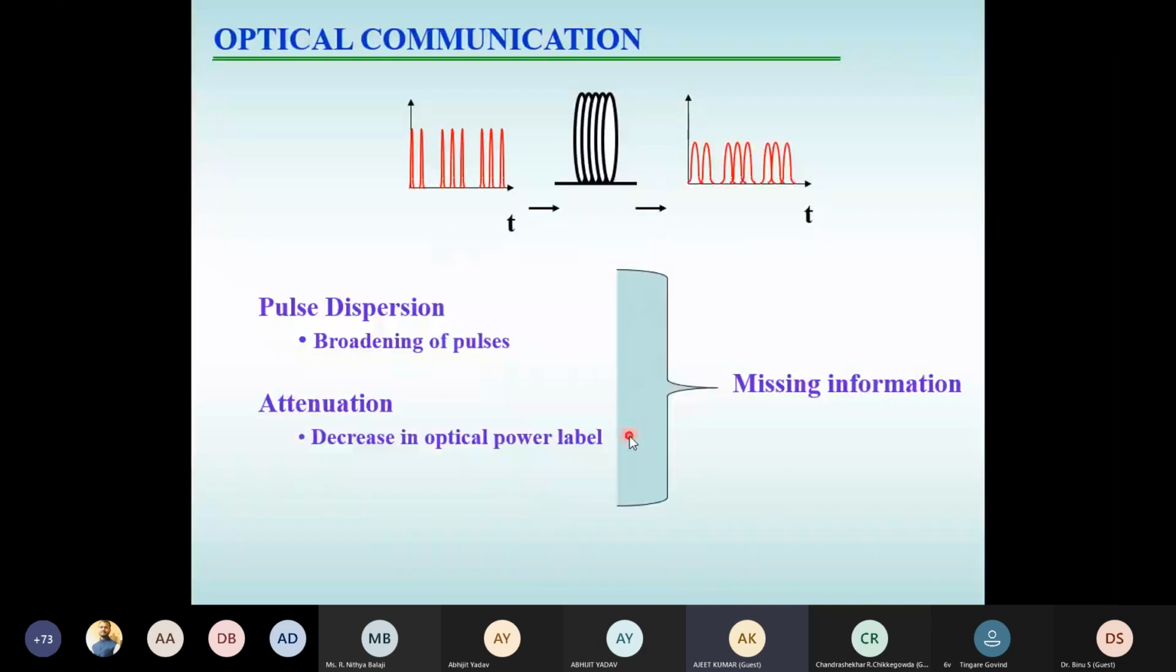You know that in any optical communication, you have digital pulses in the form of 0 and 1. When you send them from one place to another, these pulses degrade because of two effects. One is pulse dispersion, which is the broadening of the pulses, and the second is attenuation, which is the decrease in the optical level. I'm just going to address these two effects briefly and how we can address them.